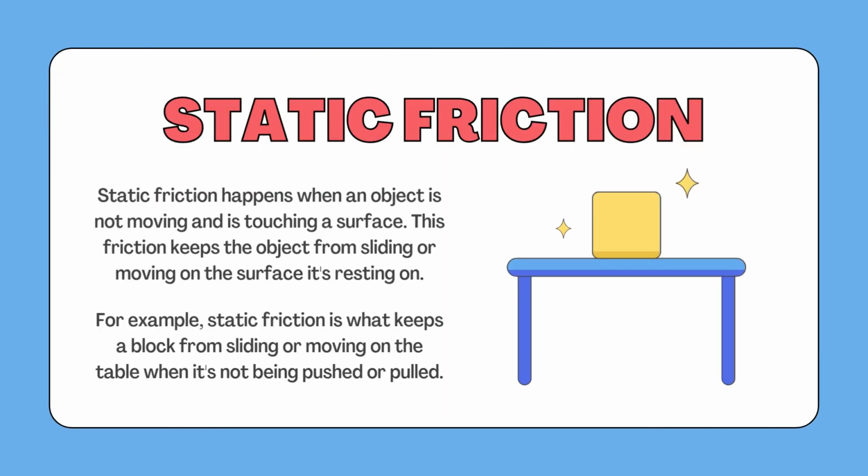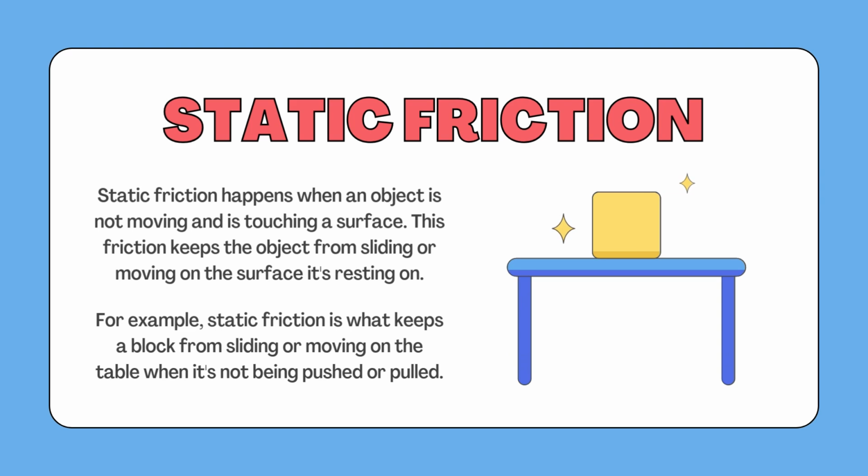Static friction happens when an object is not moving and is touching a surface. This friction keeps the object from sliding or moving on the surface it's resting on. For example, static friction is what keeps a block from sliding or moving on the table when it's not being pushed or pulled. Static friction is the force that prevents an object from moving when it's at rest on a surface. It holds objects in place until an external force exceeds its maximum limit.